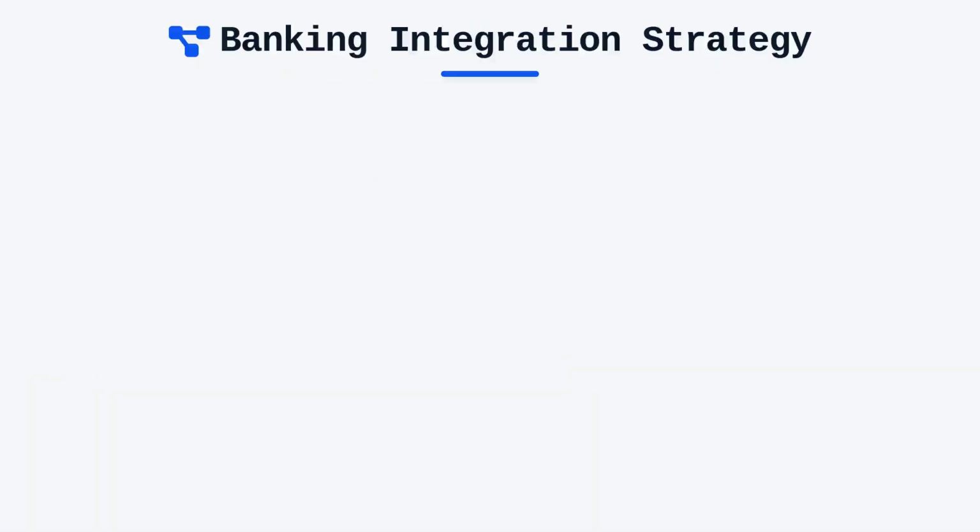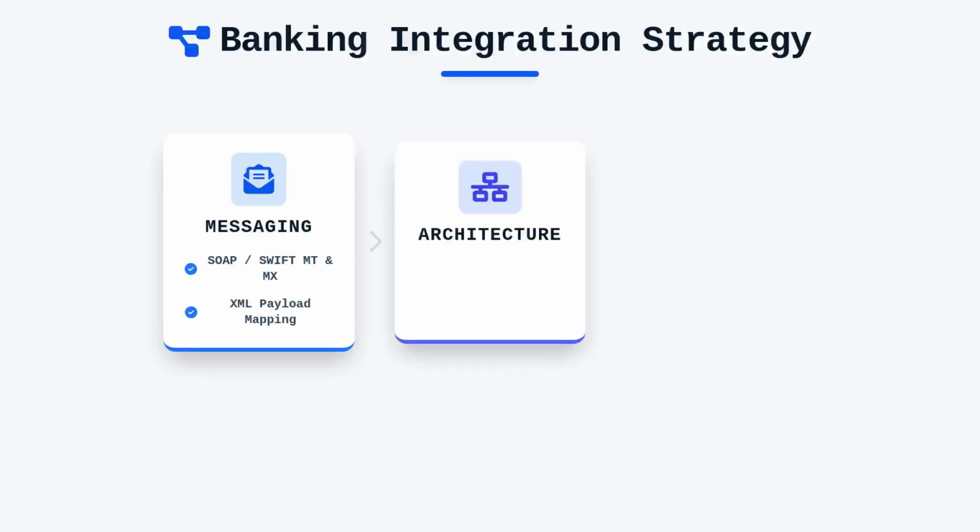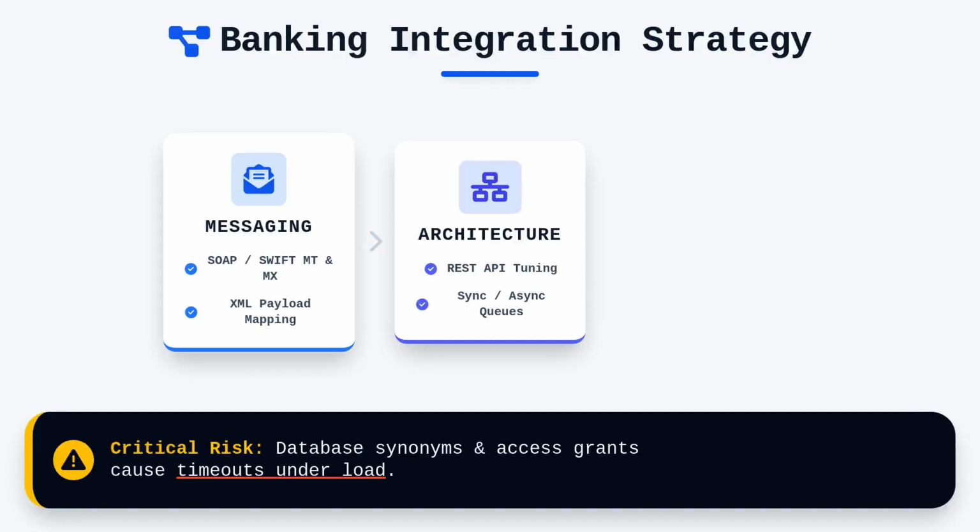Effective integration strategy requires us to look specifically at the messaging subsystems that define the modern banking landscape. Whether we are dealing with a local SOAP web service call or a complex Swift MT or MX message delivery, the test must validate the underlying XML payload mapping. We often see developers focus entirely on the API gateway without considering the synchronous or asynchronous nature of the message queue. If our REST API layer is tuned for performance, but our backend database synonyms are restricted by incorrect access grants, the connection will time out under load.